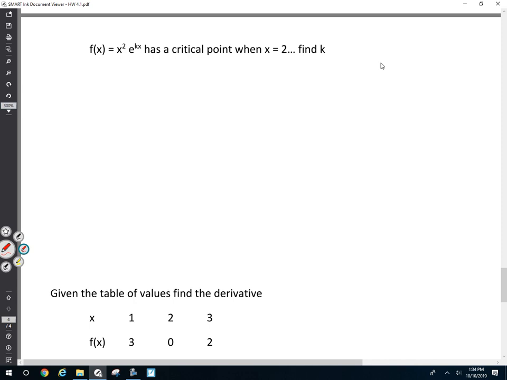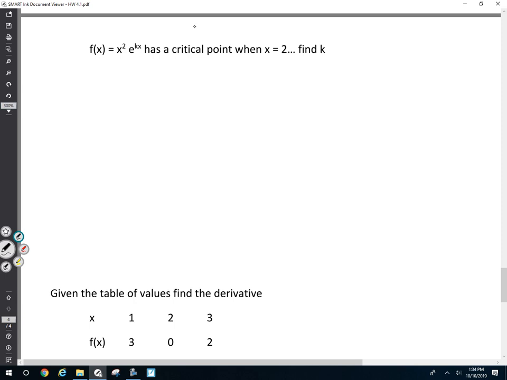Oh, this is a good one. f of x equals x squared times e to the kx has a critical point when x equals 2. Find k. Before we just start jumping in, too many times students just say, all right, let's take the derivative. But think about what's going on. That might help you when you're solving the problem.